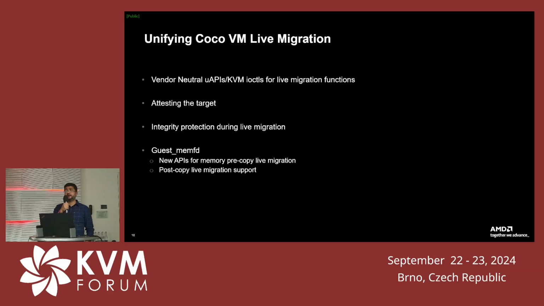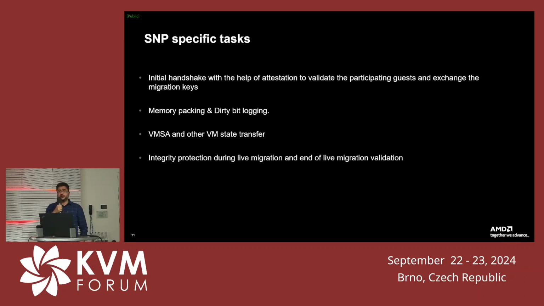Also, I see patches on post-copy live migration from James, but I also want these things to be considered based on the approach which we are taking currently, so that later we don't feel we missed something. So these are the common interfaces on which we want more collaboration across the vendors. And lastly, the SNP-specific tasks which we plan to work on once we solve the initial problem of spawning additional vCPUs and work on the memory migration and memory packaging.